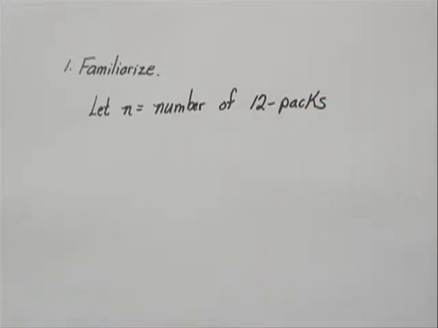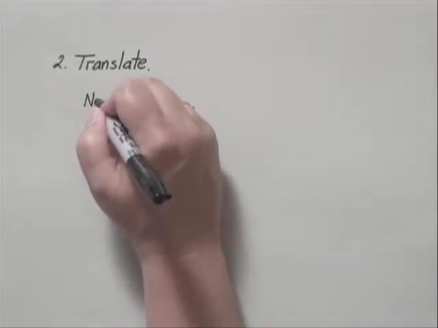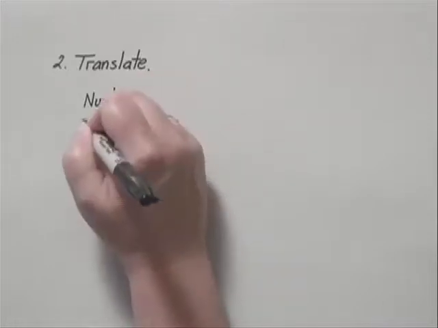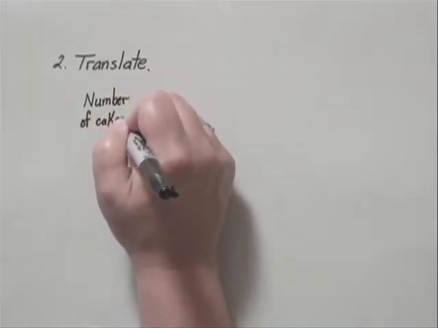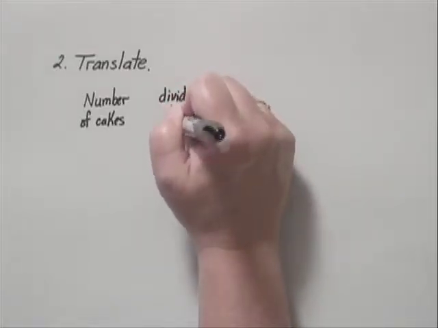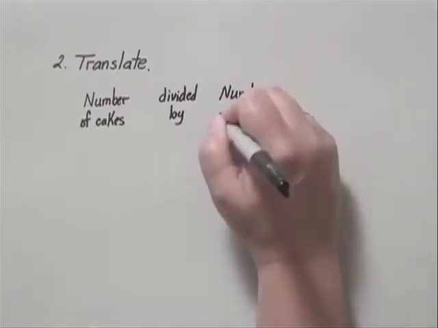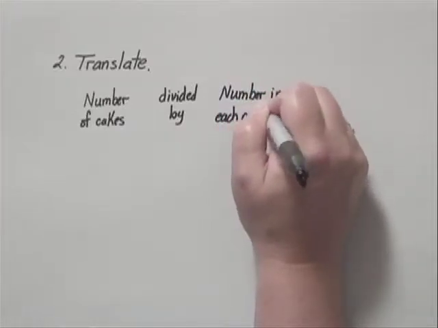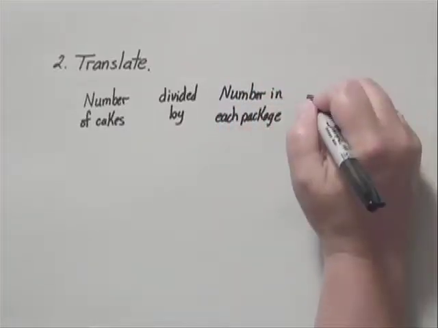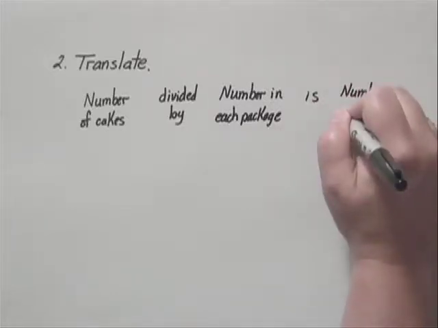We'll move to our second step, which is to translate the problem to mathematical language. We'll first rewrite the sentence using English so we can translate directly. We have the number of cakes, which we are given. And then if we divide that number of cakes by the number in each package, which we are also given, which was 12, that is the number of 12 packs, which we want to find, and we called that n.